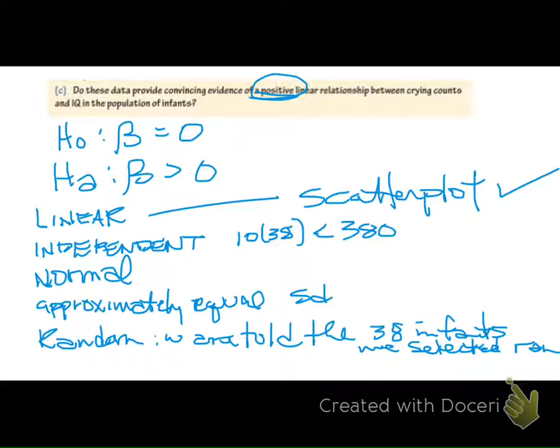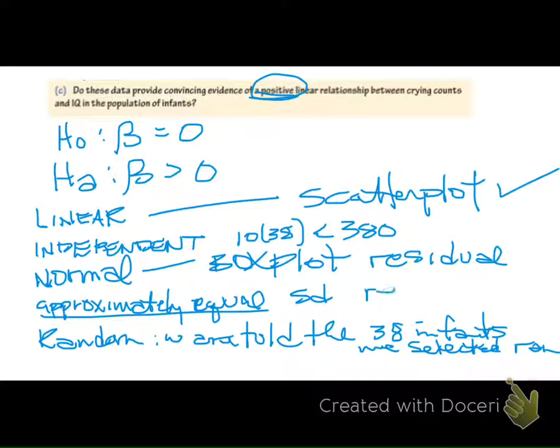And for the normal part, we can look at lots of different graphs. The one your book uses is called a normal probability plot. We could also look at, and in my opinion the easiest way to do this is, a box plot for the residuals. And then for the approximately equal standard deviation, we're going to want to look at a residual plot.